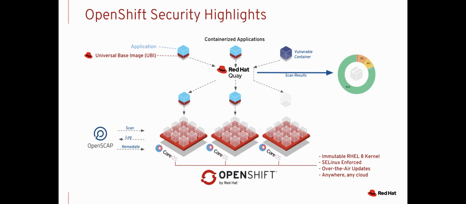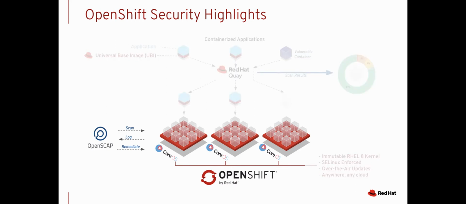Now, as you build and deploy containerized cloud-native apps, we encourage you to scan each of them for vulnerabilities using Red Hat Quay. Here we are illustrating how Quay will flag a vulnerable container before it's inadvertently deployed. OpenScap is available in a Git repo as an operator, and it's used to audit, log, and remediate the OpenShift infrastructure. Let me give you a quick walkthrough.